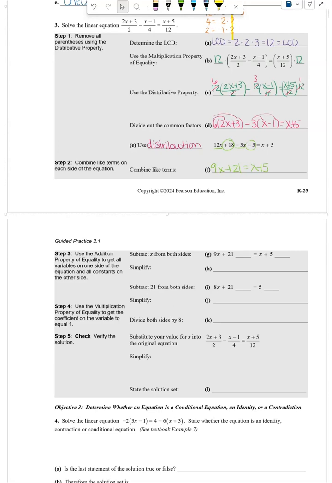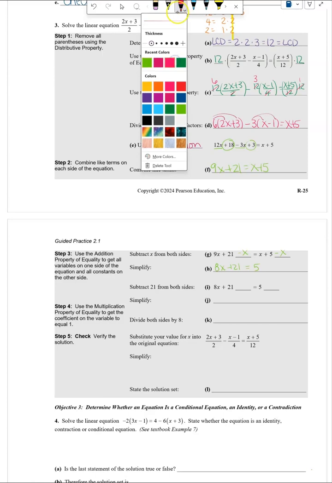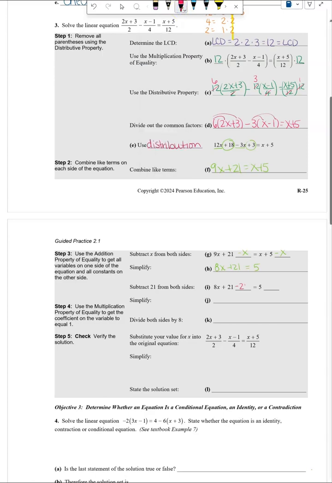Sometimes if you do it, it's going to be a negative, and it's just easier to do it to the right, so do that if you have to, but try to do it to the left. So here, let's subtract x on both sides, okay? So that's going to give us 8x plus 21 equals 5. Now we have all of our x's on this side, but now we want our constants on the other. So let's subtract 21 from each side.